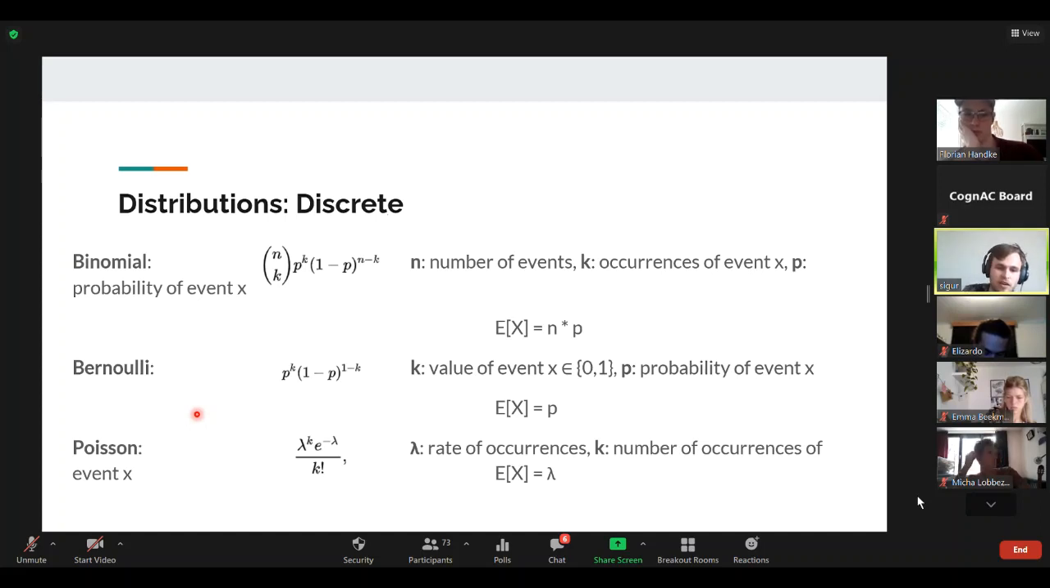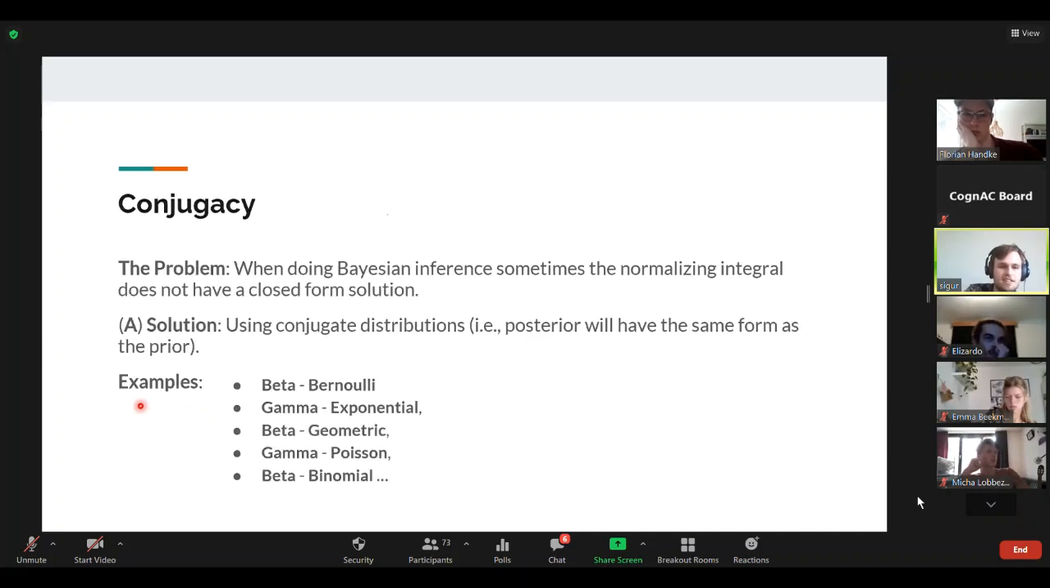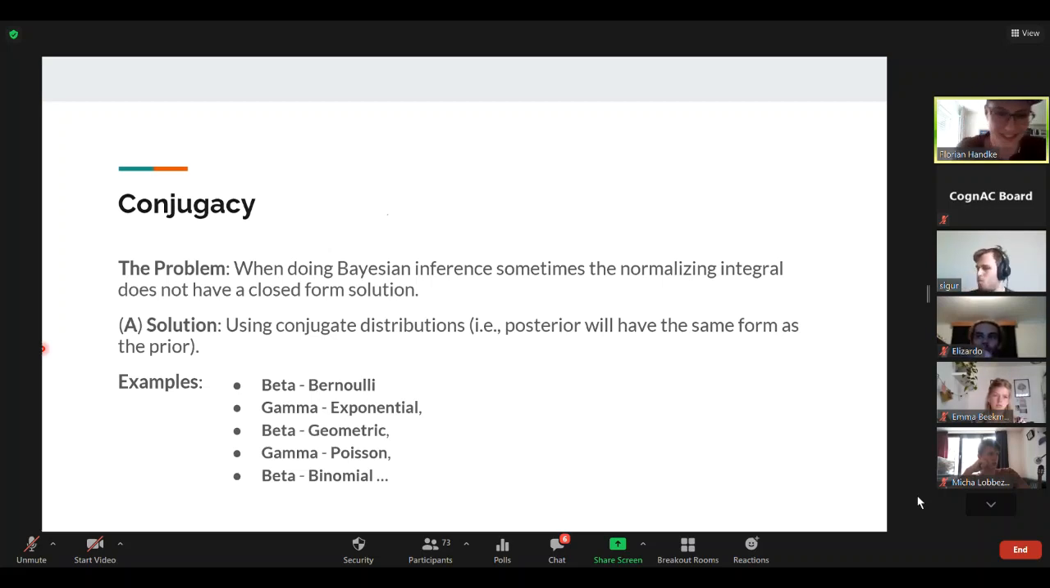In such a case, what you can do is pick a prior and a likelihood that are conjugate to each other. That simply means that the integral at the bottom, the denominator, actually has a closed form solution, so it is computable. And the posterior turns out to be of the same form as the prior.